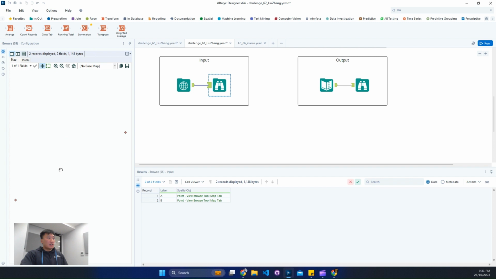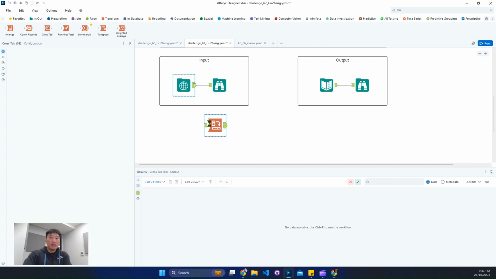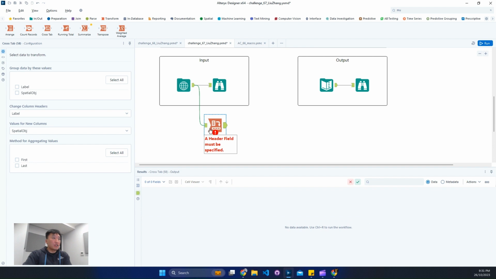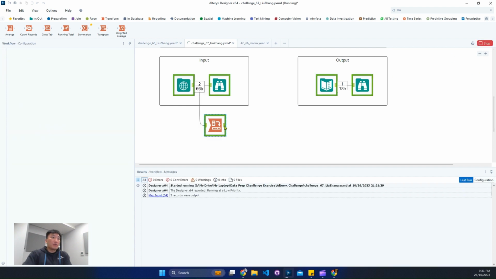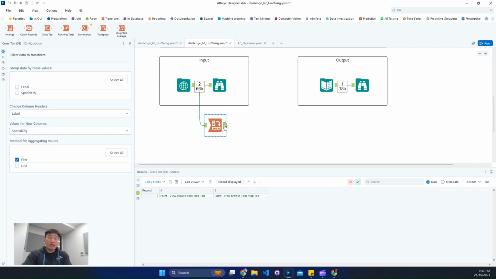On the left-hand side, you can see the map with two dots as the two input points. The first thing I prefer to do is pivoting, so it's long to wide format, because we only have two points, so it's easier to compare them as two columns next to each other. If you have multiple points, then we probably want to do a different pairing setup.